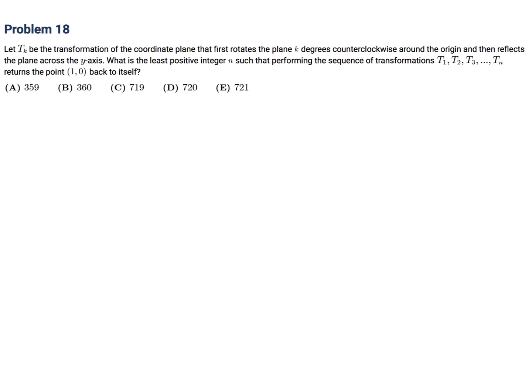Let T_k be the transformation of the coordinate plane that first rotates the plane k degrees counterclockwise around the origin and then reflects the plane across the y-axis. What is the least positive integer n such that performing the sequence of transformations T_1 through T_n returns the point (1, 0) back to itself? All right, now we need to figure out what is happening in this question. So let me just explain it with a little diagram.